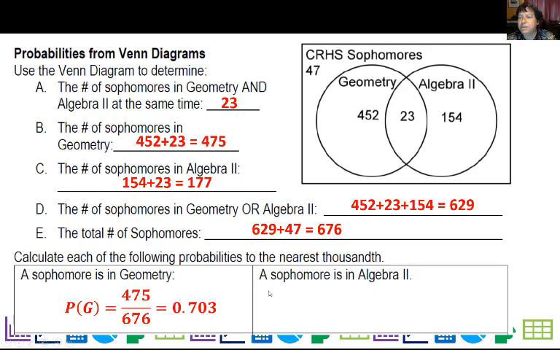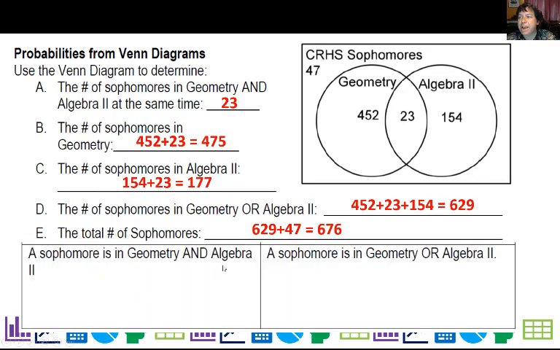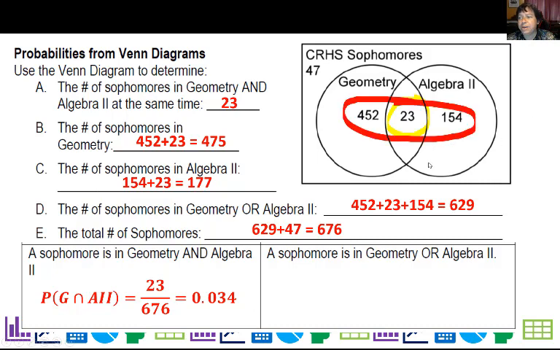The probability of sophomores in algebra 2, well, how many students are in algebra 2? 177 out of 676, or about 26%. Sophomores in geometry and algebra 2, well, there are only 23 sophomores that are taking both, and that's out of 676 students, so only about 3%. Sophomores in geometry or algebra 2, so that's that whole area right there. You can add them up, or I could have just used that number, 629, and about 93% of sophomores are either in geometry or algebra 2. They can also be in both at the same time. Remember, both is not excluded on this.